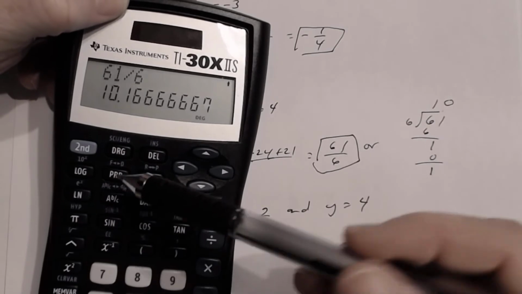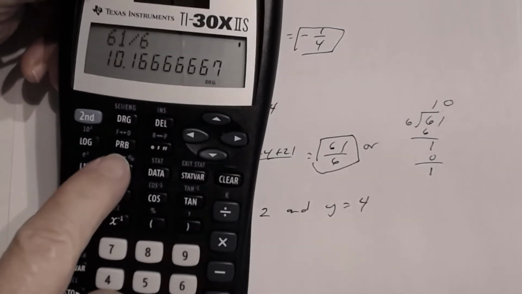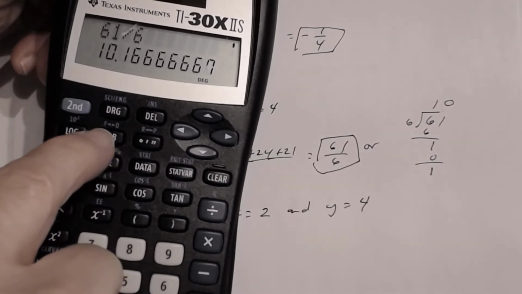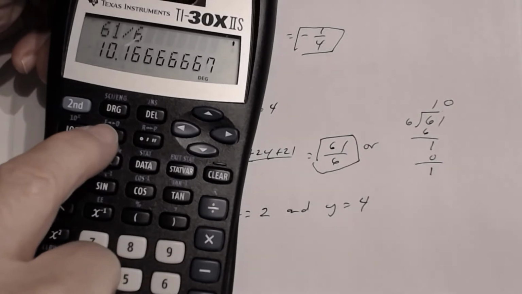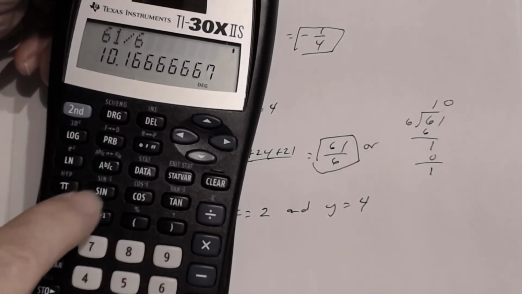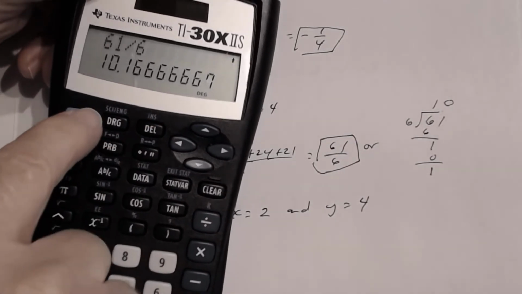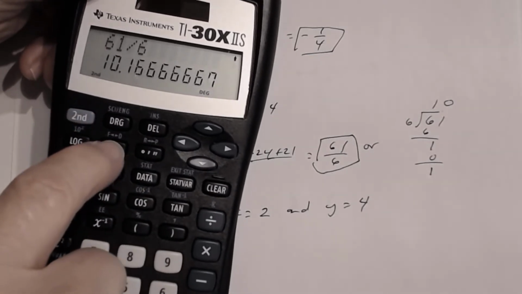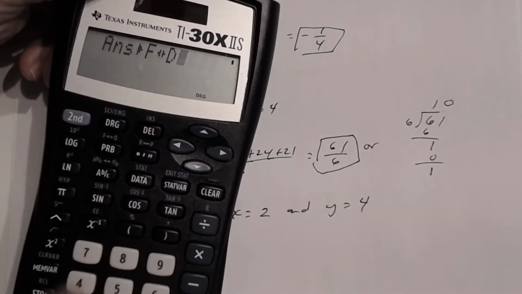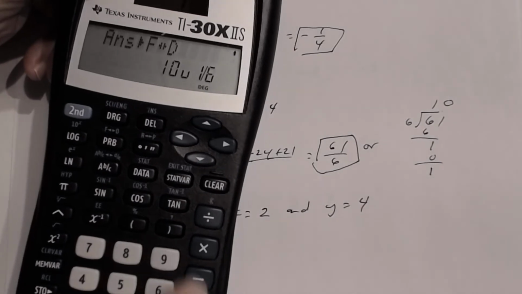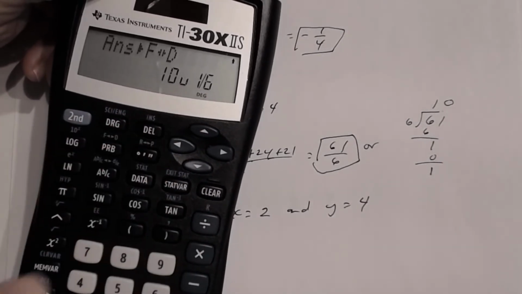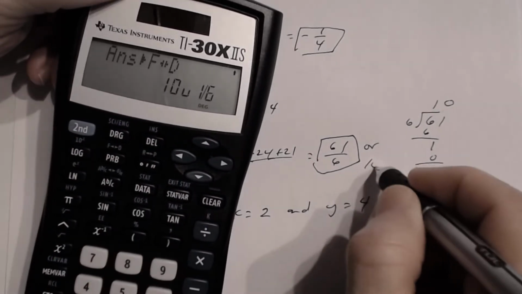to a mixed number. And so remember how you do this. You see where you have that PRB button, but you see where it says F to D, D to F, so fraction to decimal, decimal to fraction. All you do now is press second and then press PRB, and you see this part, then press equal again, and you get 10 and 1/6. So you can write it as 10 and 1/6.